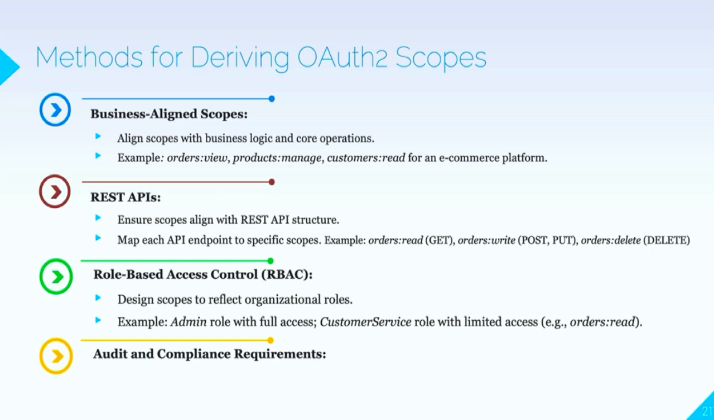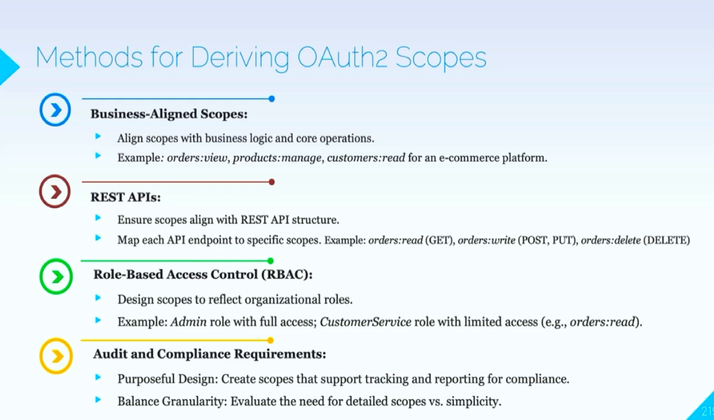Audit and compliance requirements. Finally, consider audit and compliance requirements when defining your scopes. In some cases, you might need to separate actions like adding and updating products into different scopes to ensure that each action can be tracked and audited. However, it's important to balance this with the need to avoid unnecessary complexity. Sometimes a single scope with detailed logging may be more practical.